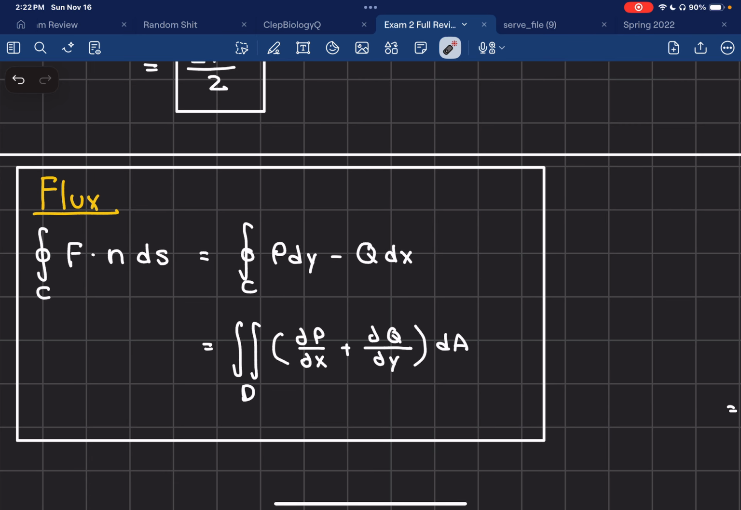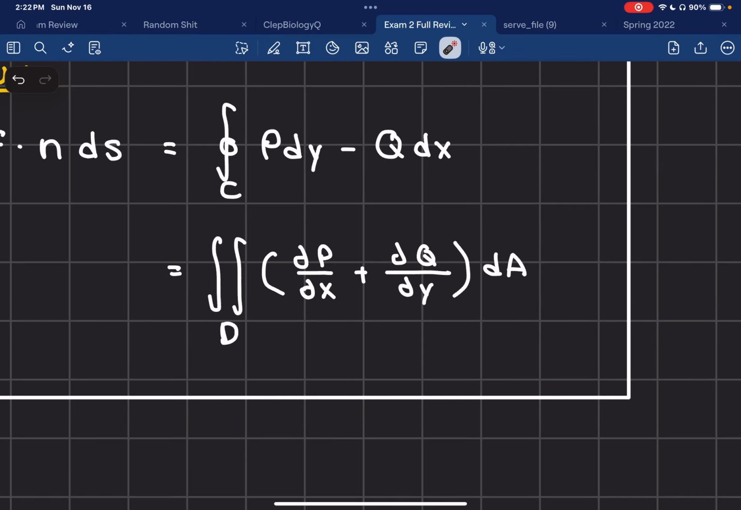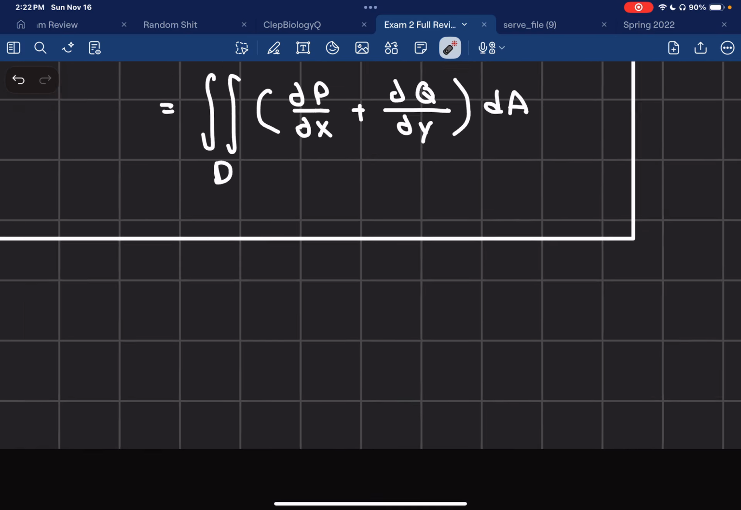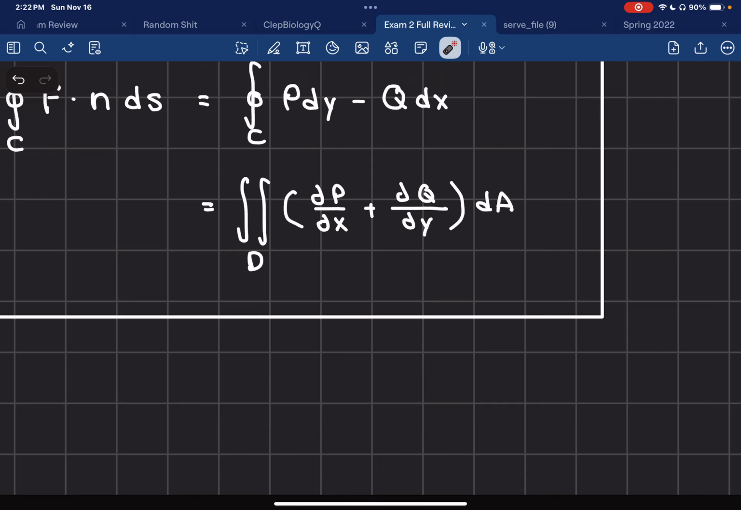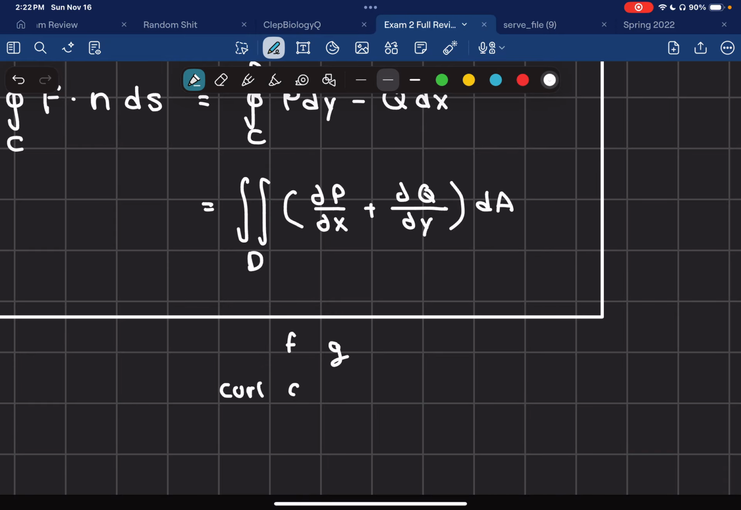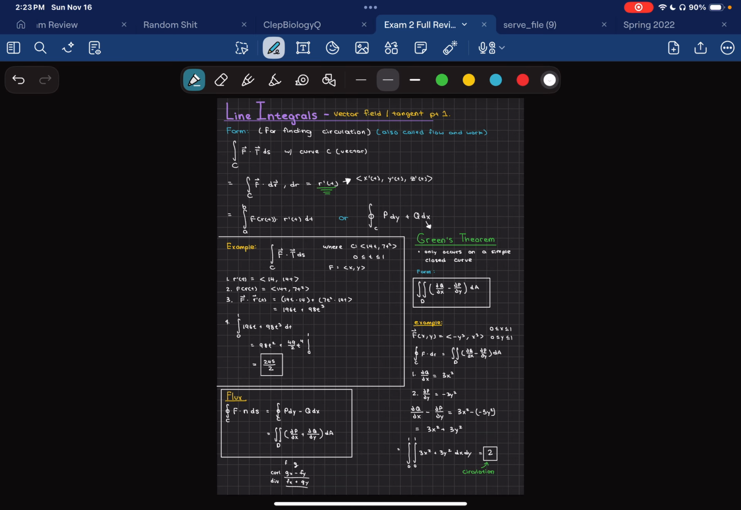So flux actually uses divergence. Divergence is kind of just the opposite of curl. I want to say it's the opposite of curl. It's really not, but it kind of is the opposite of curl if you look at it. Curl, if you think of it in terms of f and g, is g of x minus f of y, while divergence is f of x plus g of y. So that's how you do flux, but I'll get into this more later.